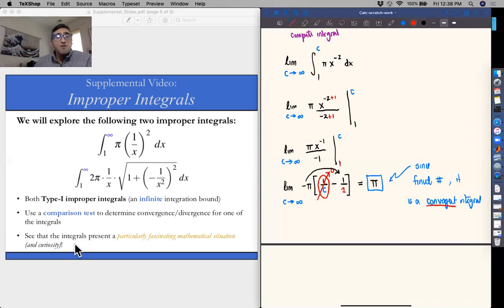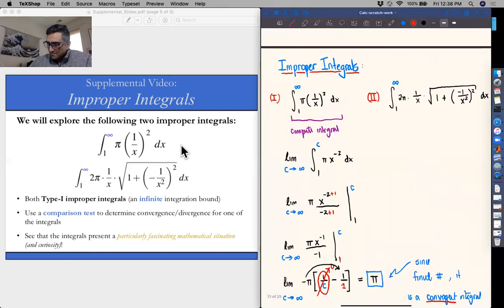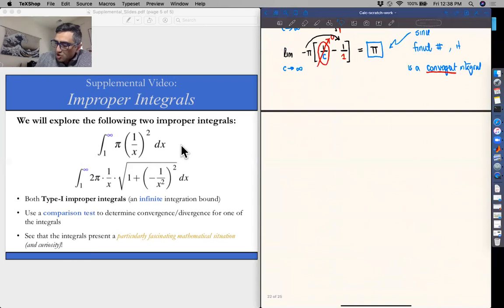All right, so that takes care of this first integral. We saw it actually converges. Let's take a look at this second integral now. And like I mentioned previously in the video, this second integral, we're actually going to not try to compute, but we're going to use a comparison test.